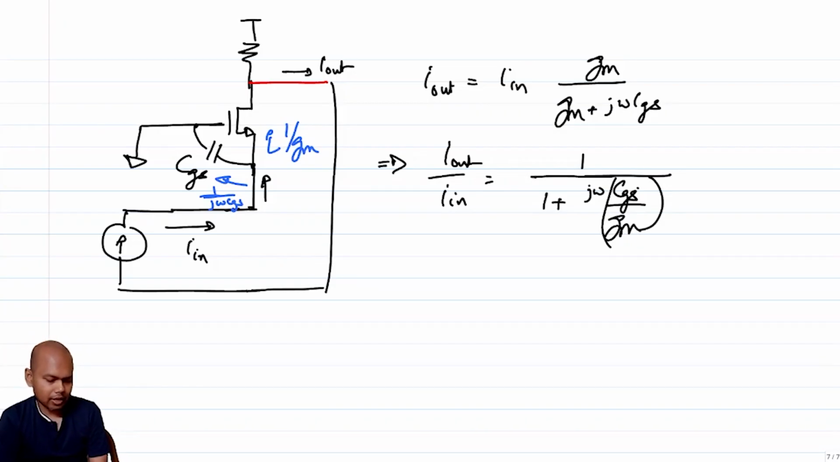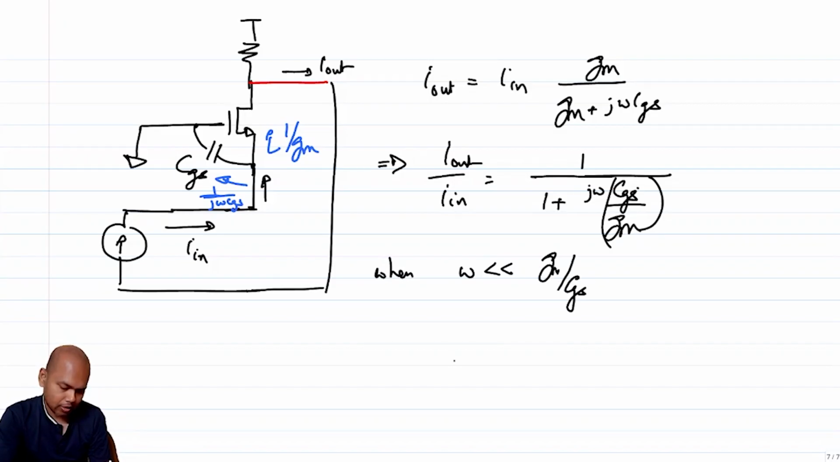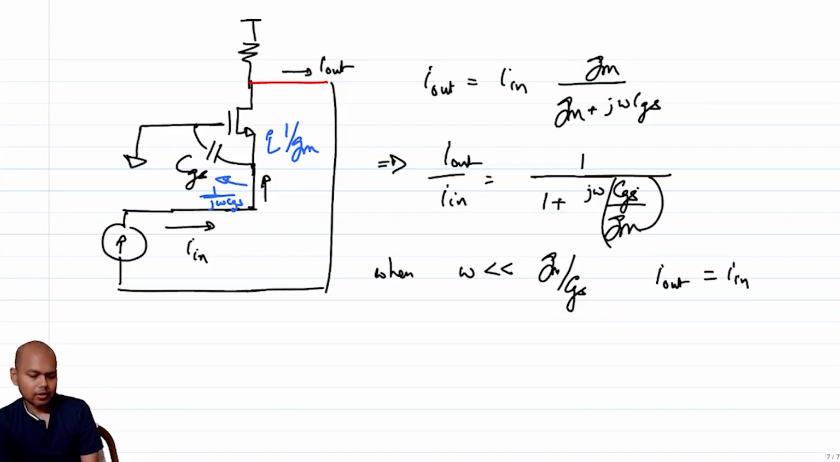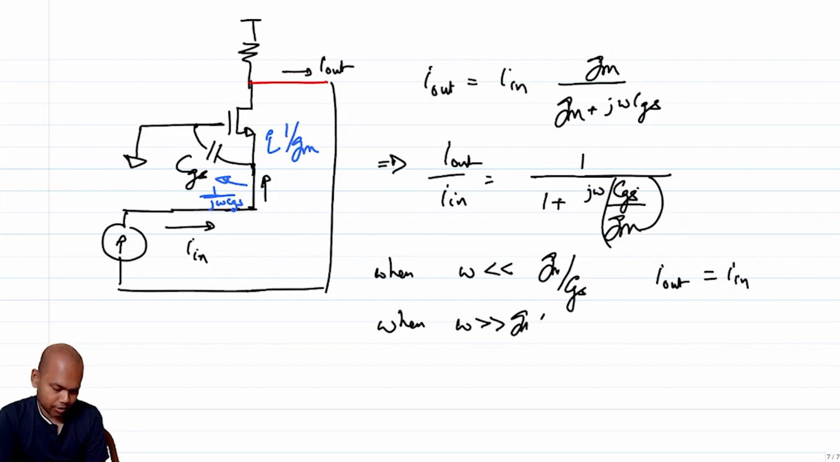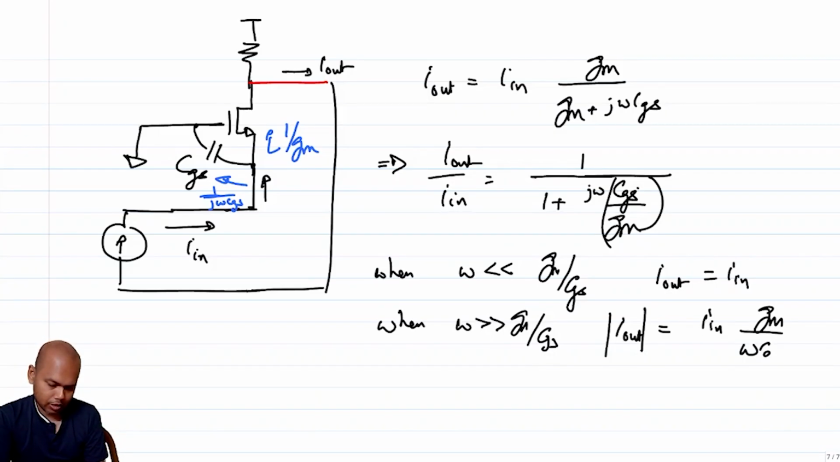What is this telling us? This is essentially telling us that at low frequencies, right? So when omega is much less than Gm over CGS, I out is equal to I in, right? And as frequency increases, I out becomes lesser and lesser as compared to I in, right? So when omega is much greater than Gm over CGS, I out is essentially equal to, let me call the mod of I out is essentially equal to I in times Gm by omega CGS, which is much less than I in.